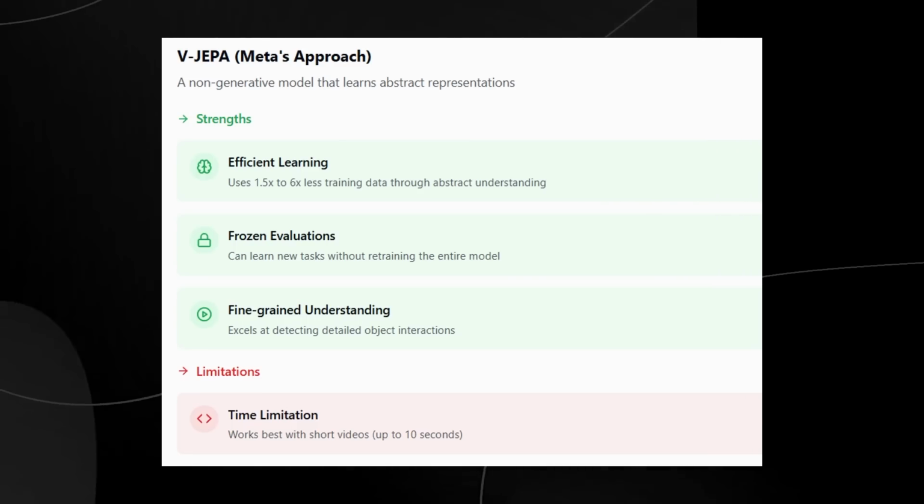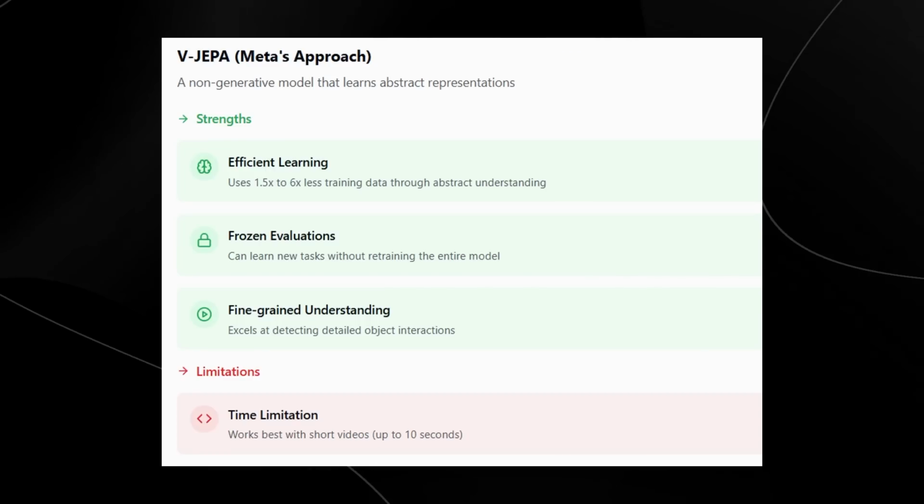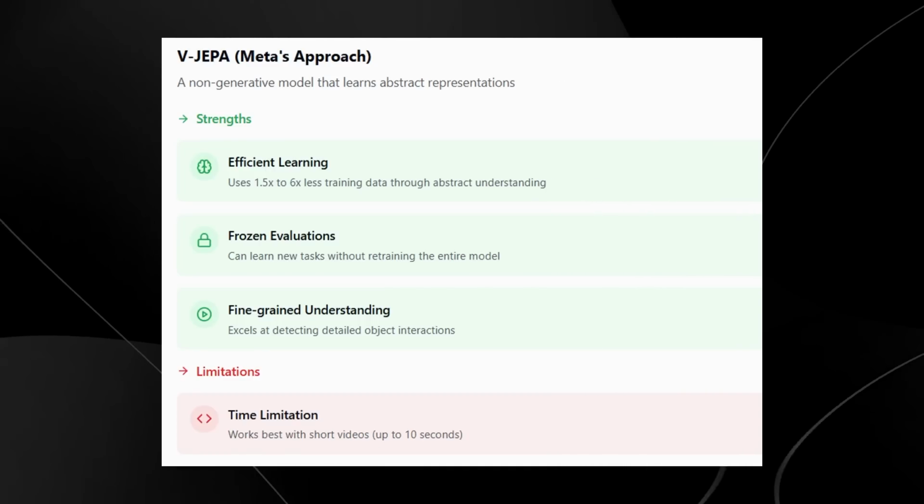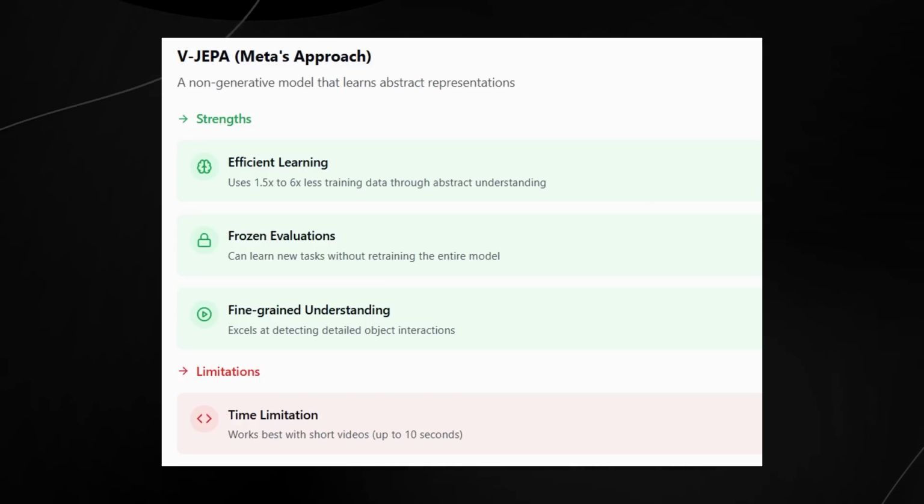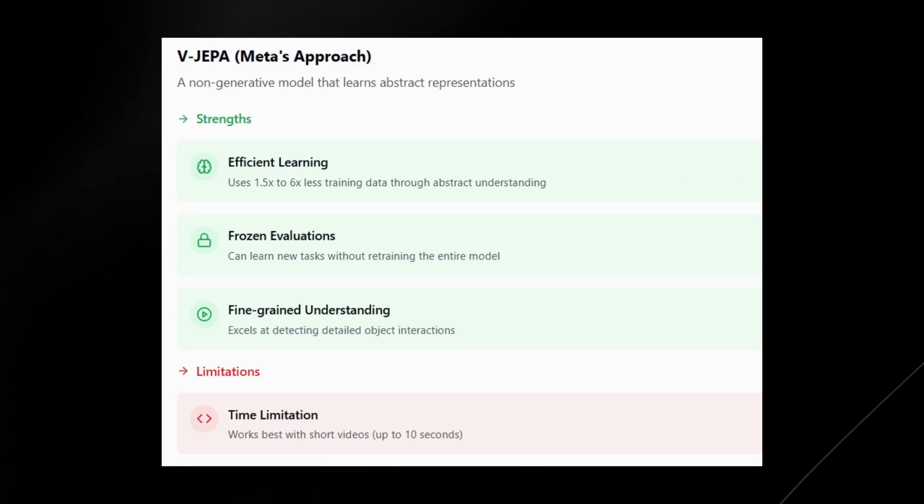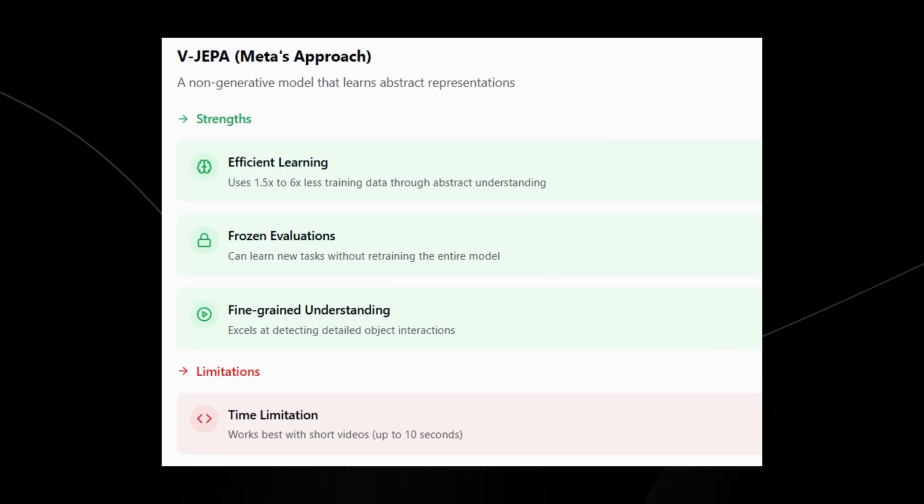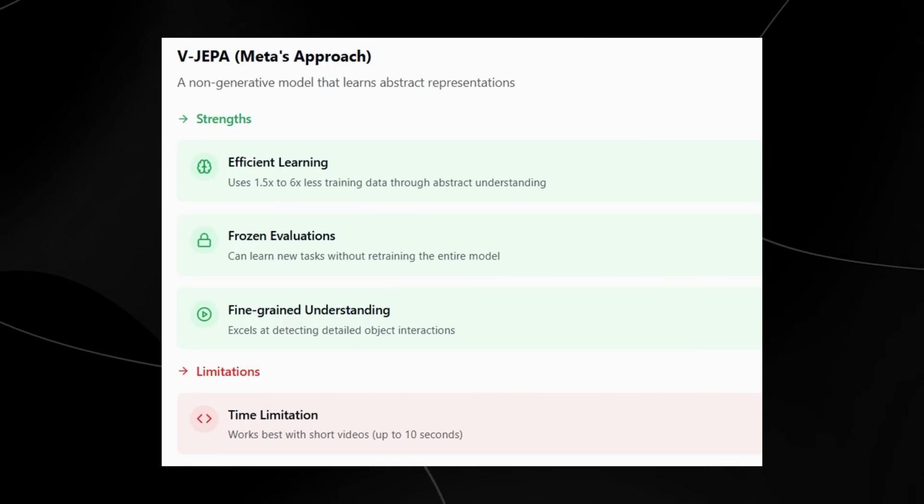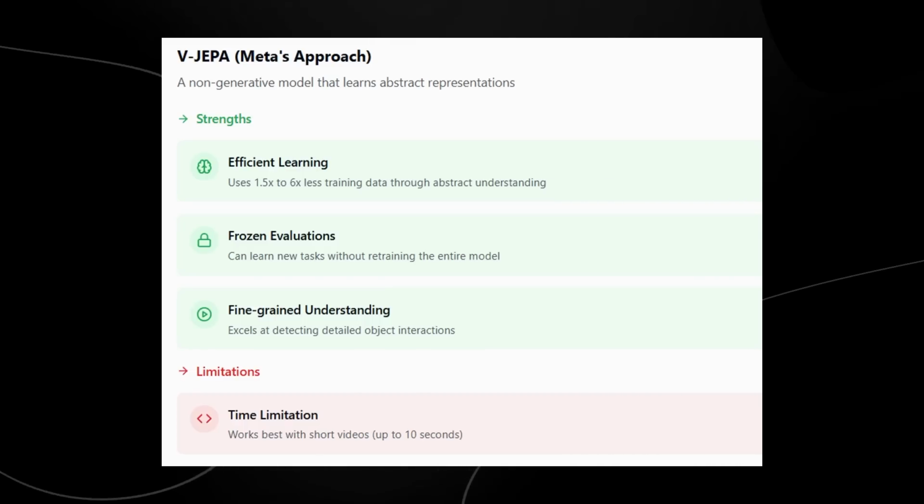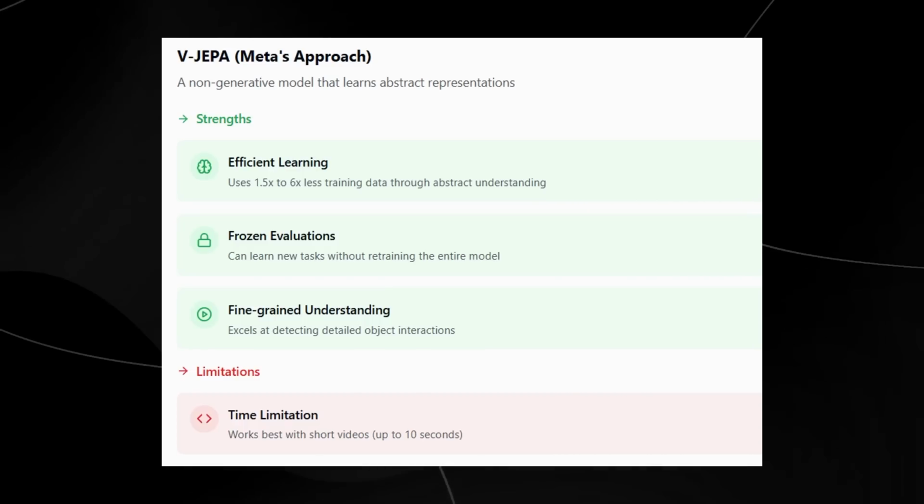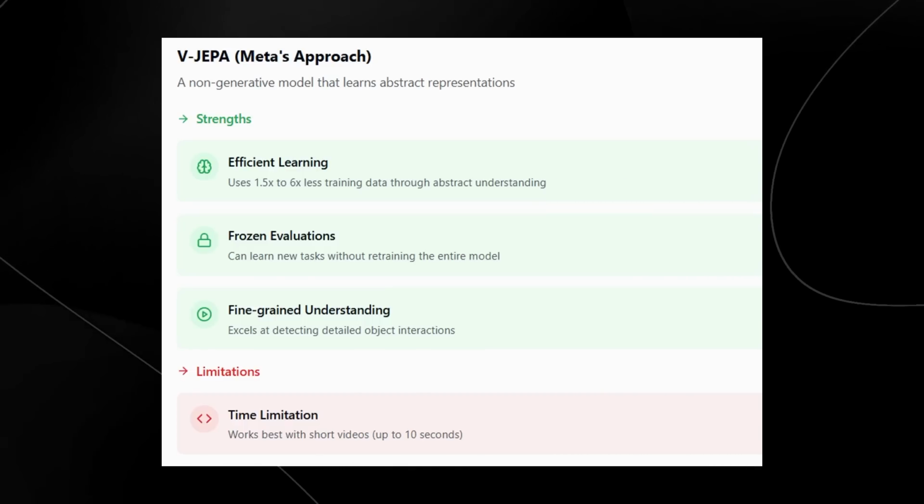So for those of you who want a quick comparison on what the differences are between VJPA, which is Meta's approach, and of course the popular generative approaches. VJPA is basically where you have efficient learning, uses 1.5 times to 6 times less training data through abstract understanding. It can learn tasks without retraining the entire model, and it excels at detecting detailed object interactions. Now, one of the limitations is that it only works well with short videos up to 10 seconds.